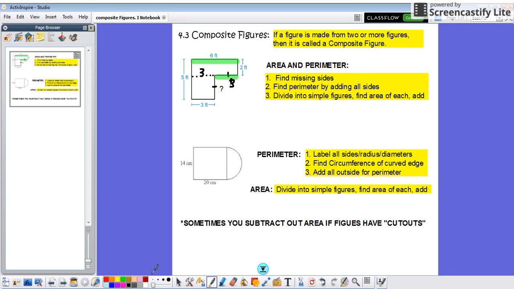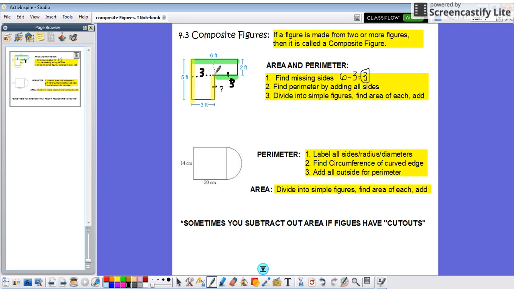For your notes, I would have you put over here on find missing sides that 6 minus 3 equals 3 for one of your missing sides. Well, let's change colors here and notice what our other missing side is right here. We know that this full side here is 5 feet. Well, we know that this piece is 2 feet.